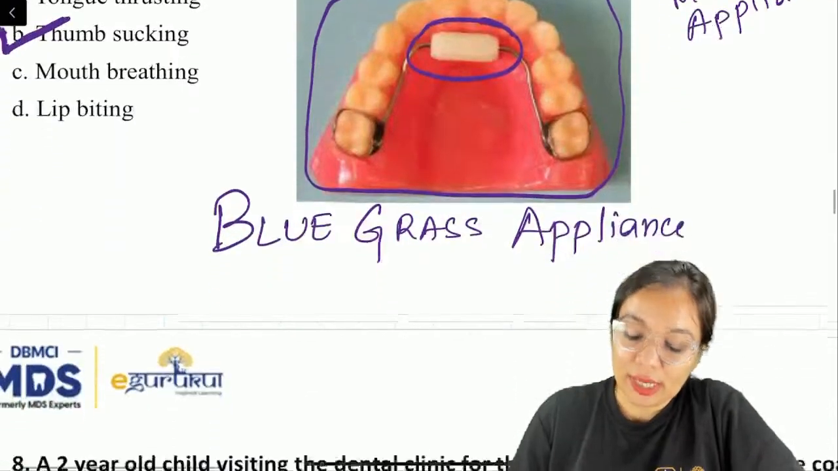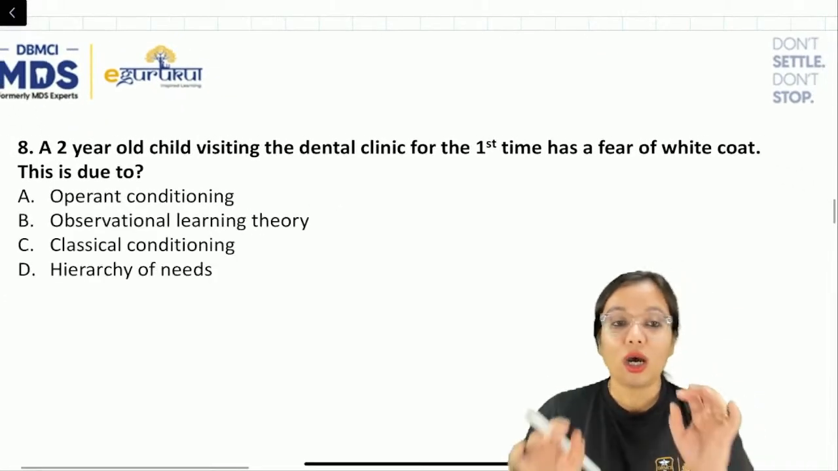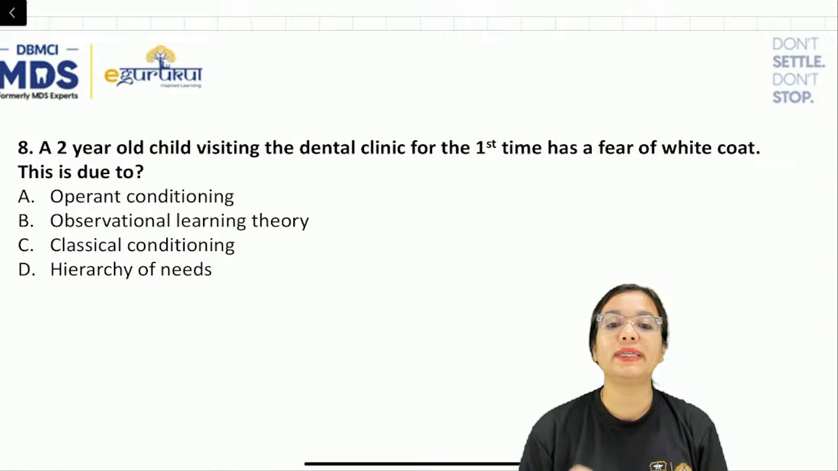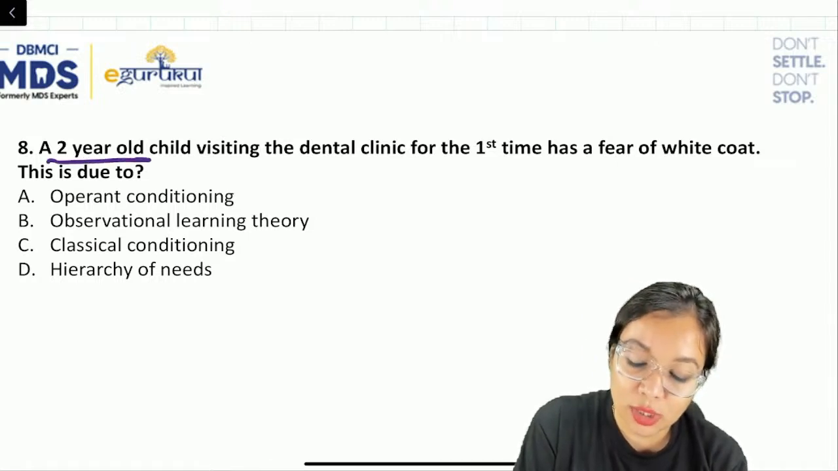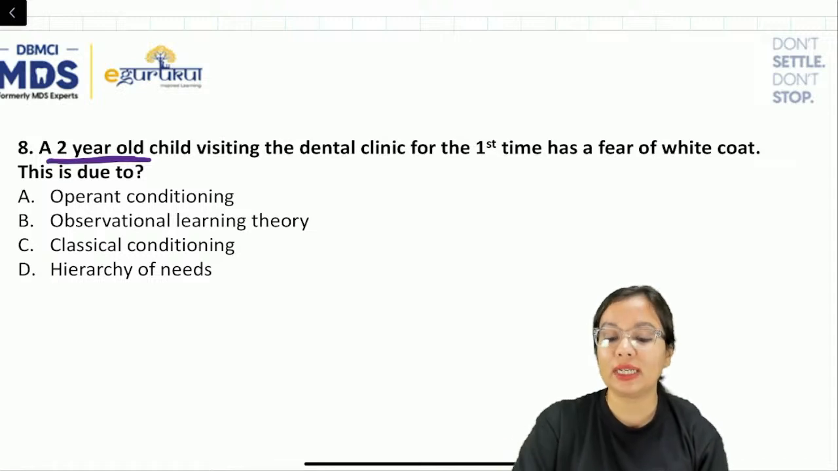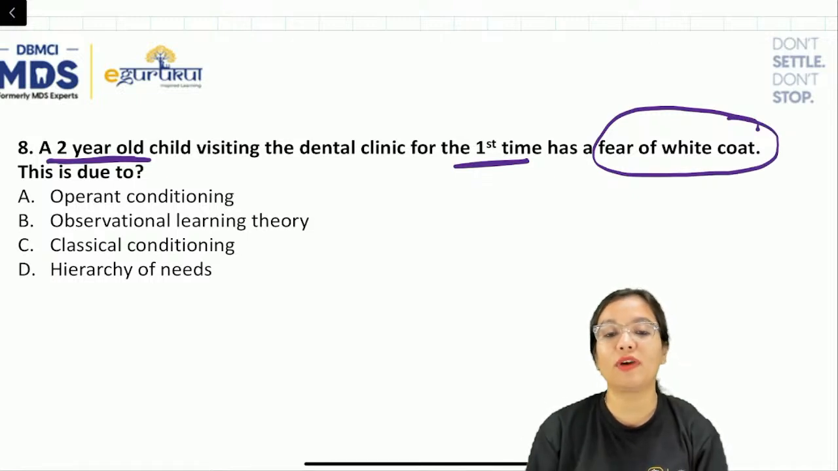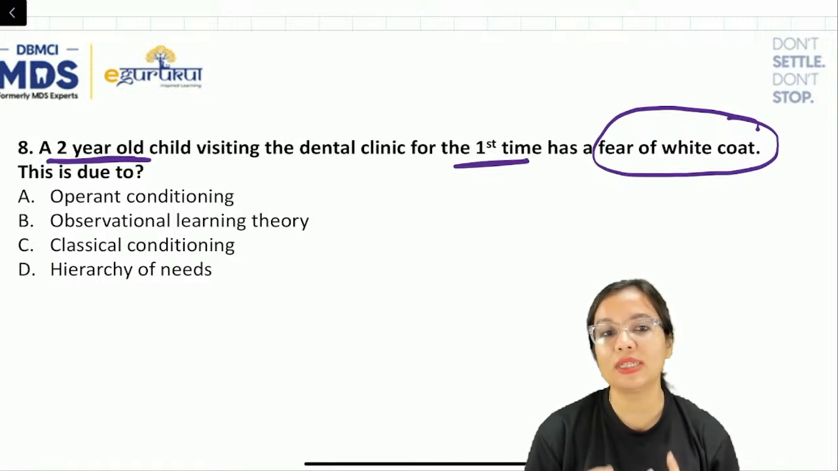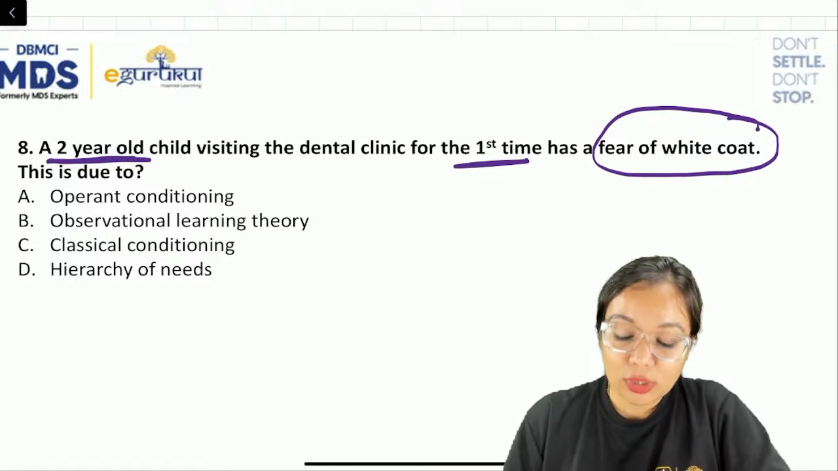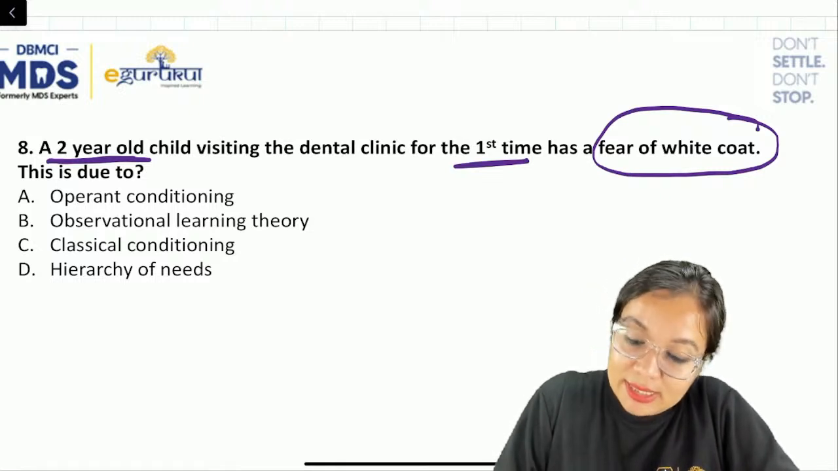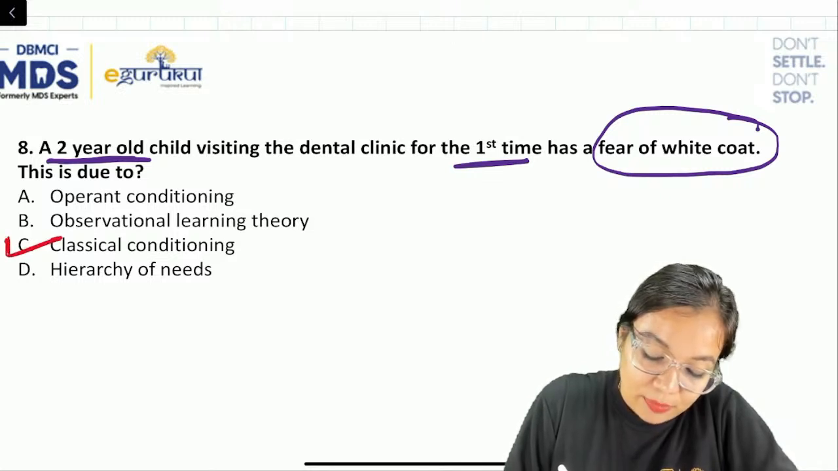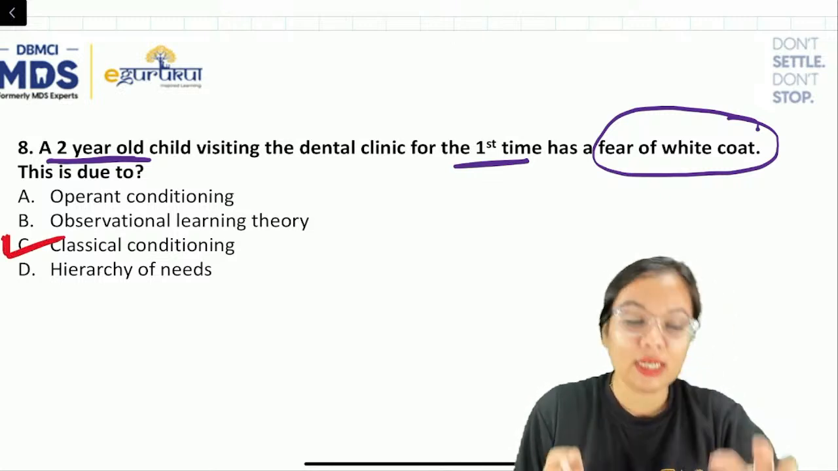So that brings us to the eighth question, which is a 2-year-old child visiting a dental clinic. The child is 2 years old. He is visiting the dental clinic for the first time and has a fear of the white coat. So what is this due to? Which theory is applicable here? That fear of the white coat is due to which theory? The theory that is applicable here is C, that is classical conditioning theory. So the answer is C, classical conditioning theory.